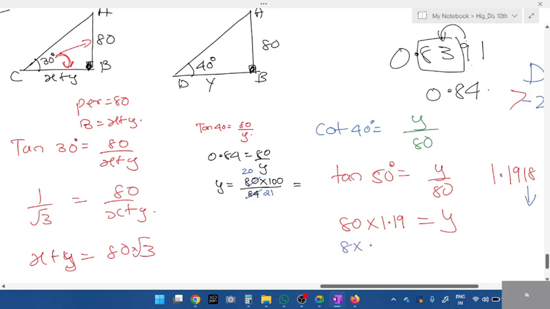8 into 10. That 10, if I multiply with this, what do you get? 11.9. Isn't it easy to solve now? Which one is easy, students, if you take tan 40 or cot 40?